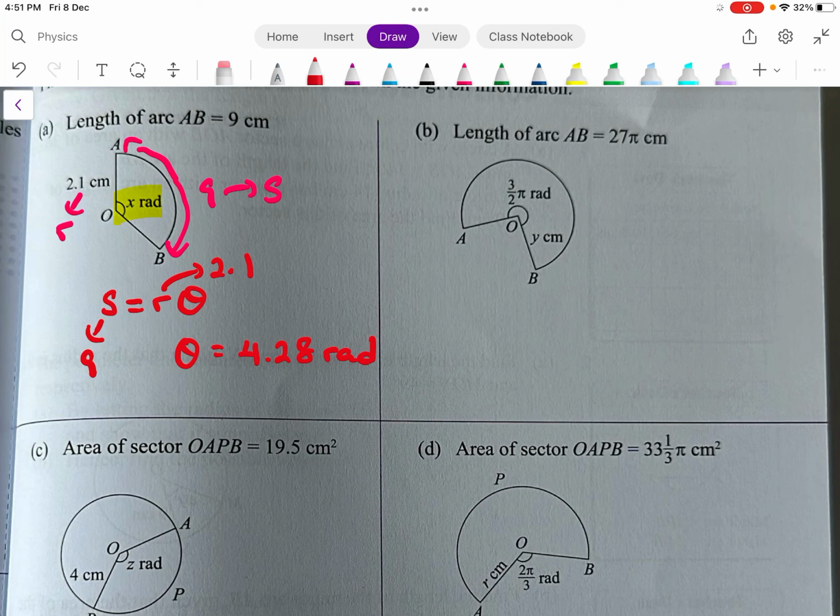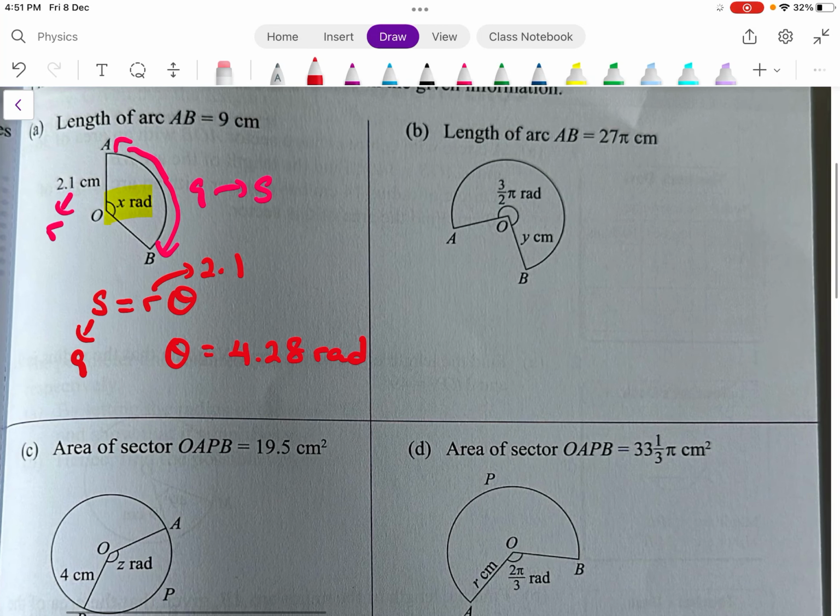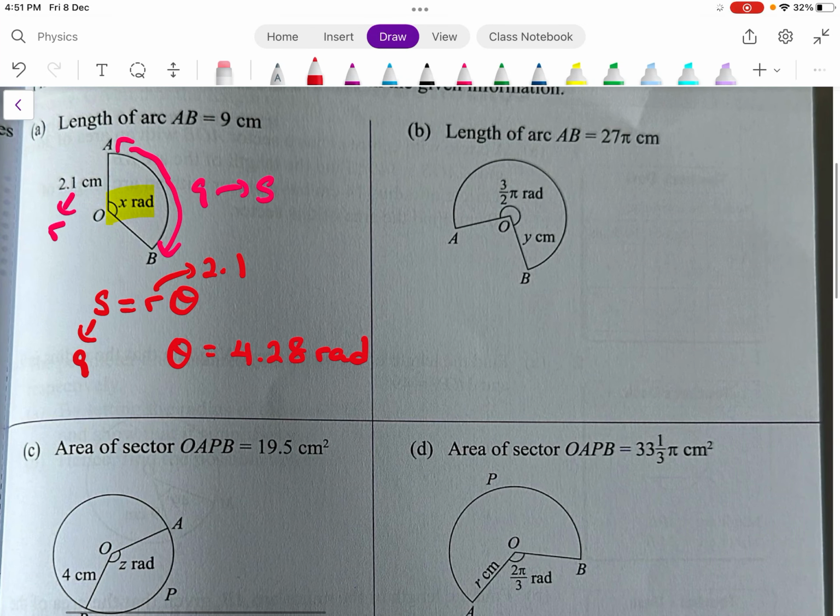Of course, now I want you to try the rest of the questions yourself first. Pause the video and try the rest of the questions. After you're done, you can unpause the video and continue to look at the rest of the solutions. Now I assume that you have finished doing your question, part B. So I will do part B now.